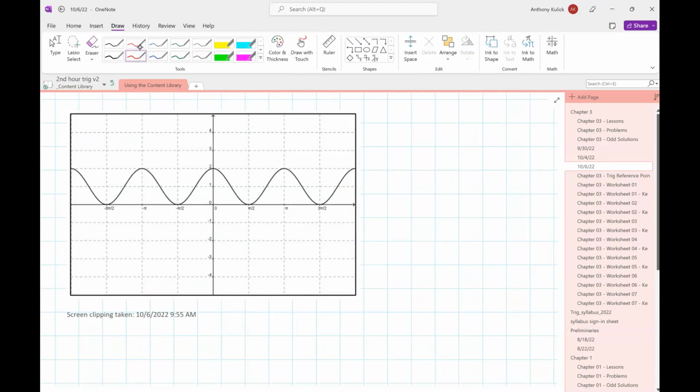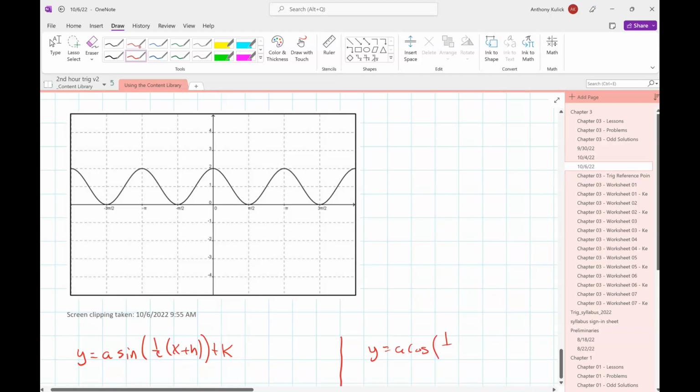All right. So just like the previous example, I'm going to do this both ways. I'm going to write an answer for sine. I'm going to write an answer with cosines. I think on the worksheet I ask you to do the same thing here.